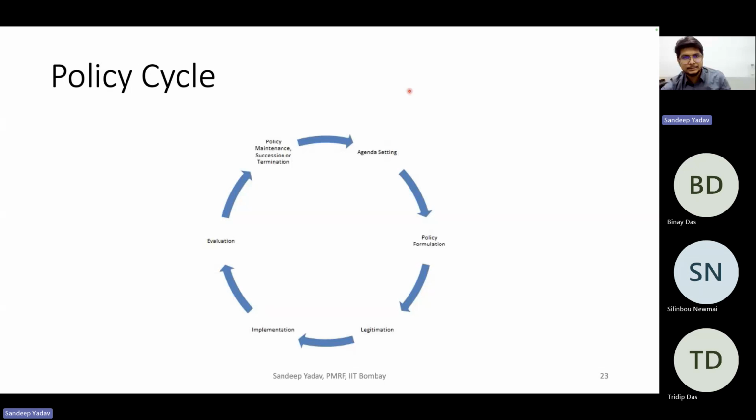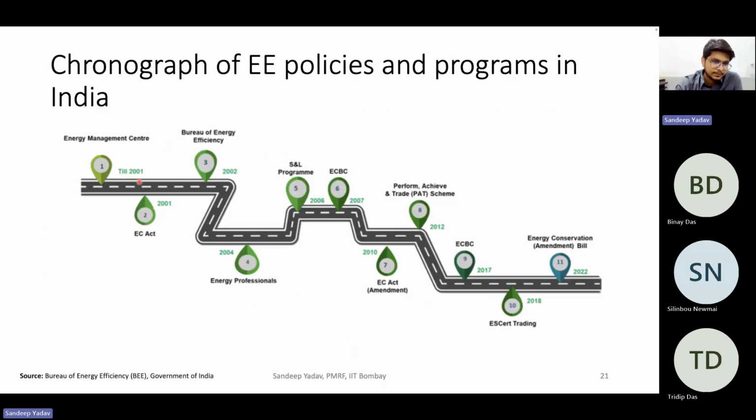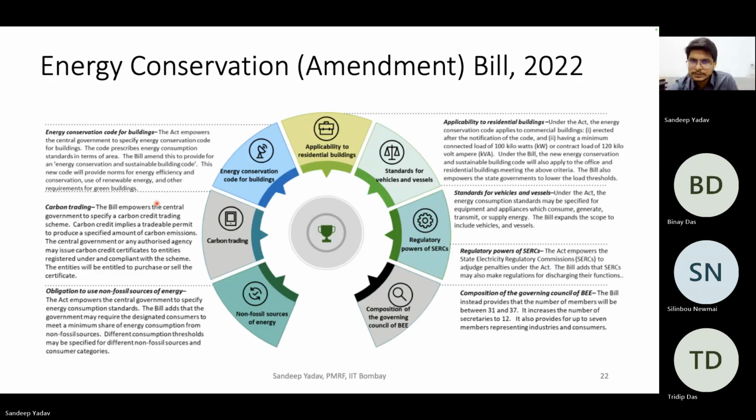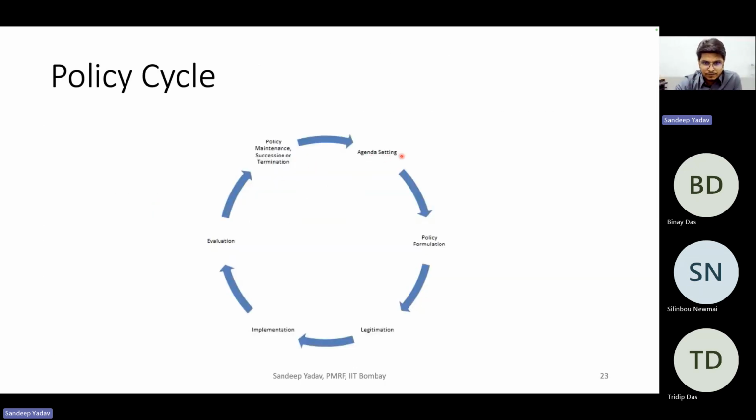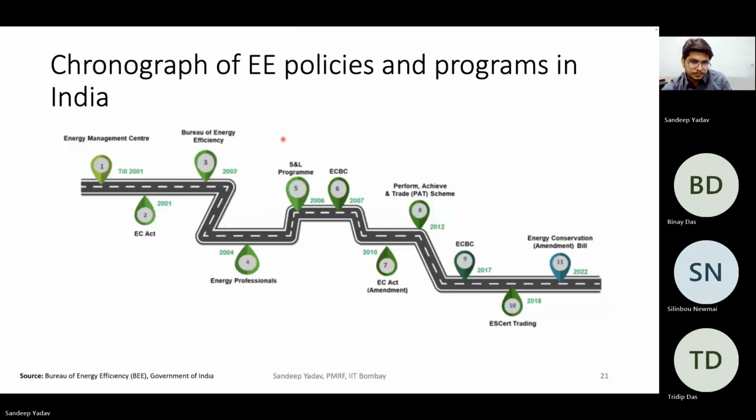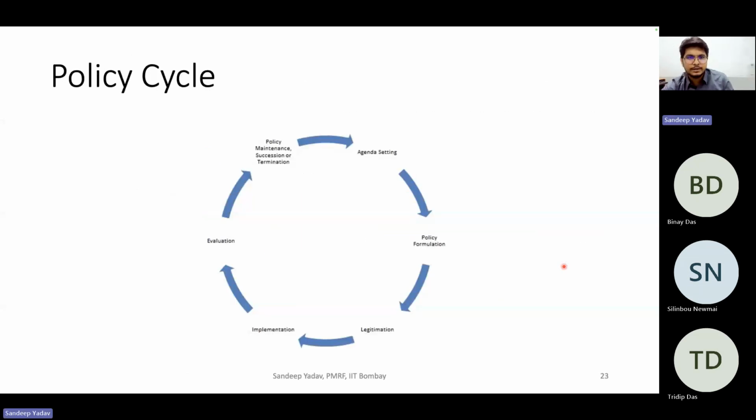Now, whatever the policy is, how the policy is made, there is a policy cycle. The policy cycle starts from agenda setting, followed by policy formulation, then legitimation, implementation, evaluation, and policy maintenance. Suppose you see the EC Act was introduced in 2001. First the agenda was set, then the policy was formulated, legitimized, implemented, evaluated, and then policy maintenance and succession. It's modified many times, as you can see in 2010 and 2022 also. So it's reevaluated, added to, and amended according to need.